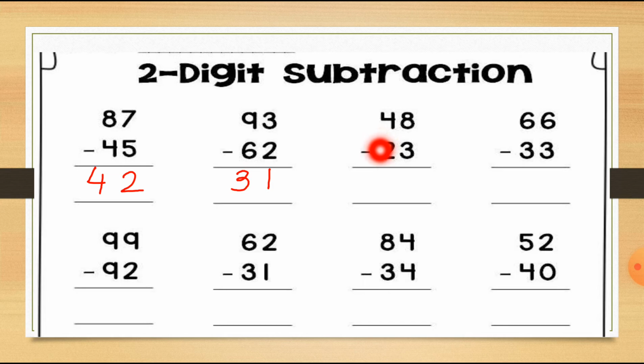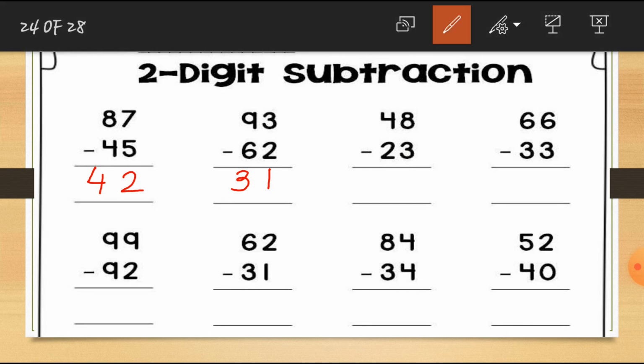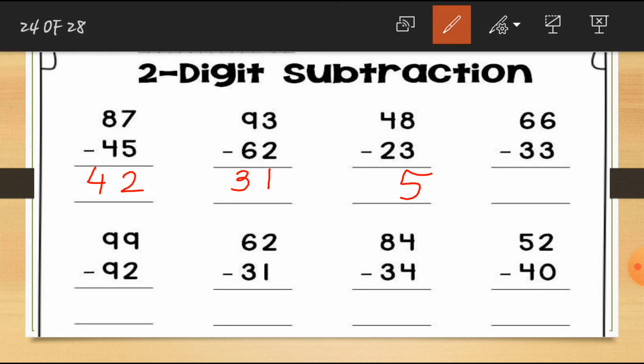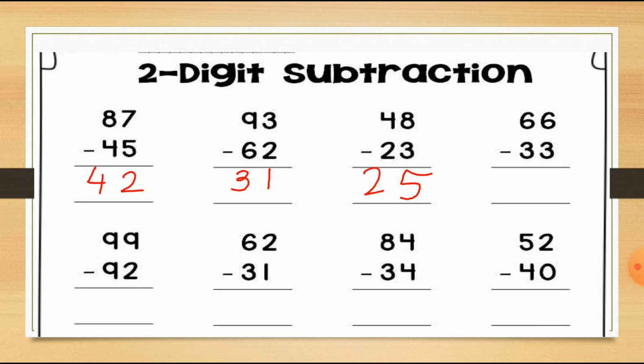Now let's move to the next sum, which is 8 minus 3. In the ones column, 8 minus 3, we will take away 3 from this 8. So students, 8 minus 3 is equal to 5. So I write the answer 5 here. And in the tens column, you can see here is 4 minus 2. So 4 minus 2 is equal to how much? Now you can solve the sums through your fingers also. This is very easy.